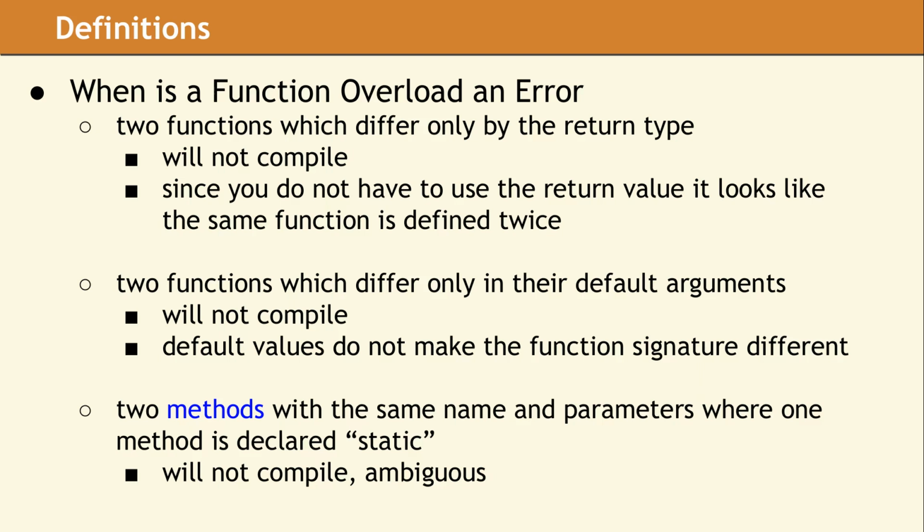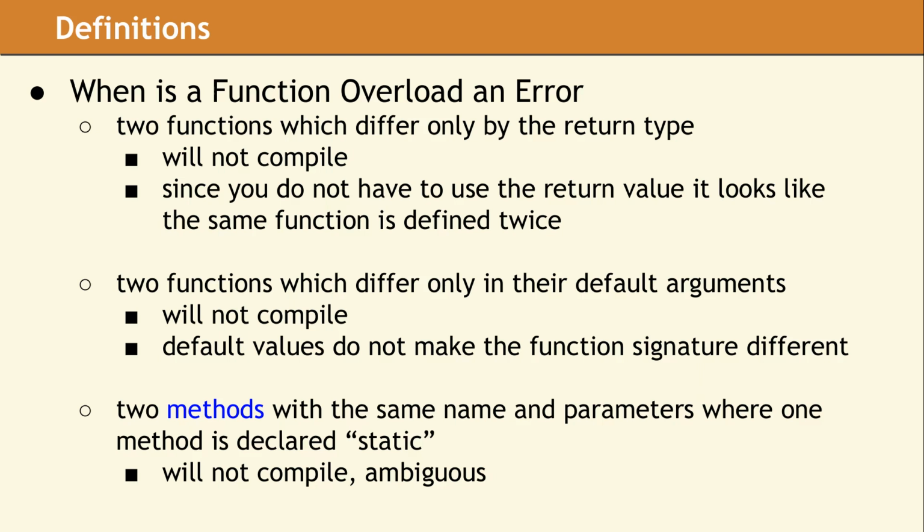There are certain pairs of functions which are not valid overloads of each other. If you write two functions which have the same parameter list and differ only by return type, you will get a compile error. The main reason is since the caller does not have to use the return value, the compiler would never know which return type is the best.